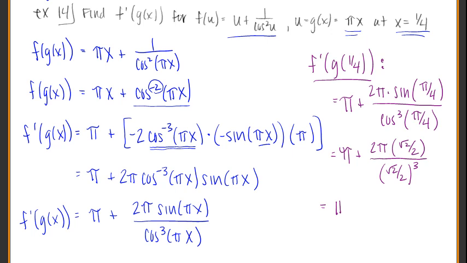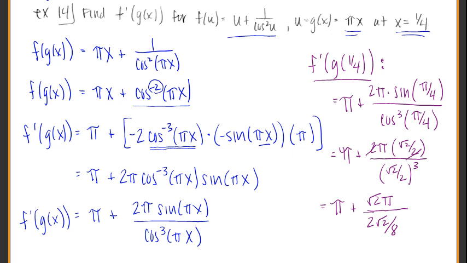So pi plus the 2 here is going to cancel with that 2. So we'll have the square root of 2 pi up top. And then in the denominator, cubing the square root of 2 times the square root of 2 times the square root of 2 would be 2 square roots of 2 over 8.